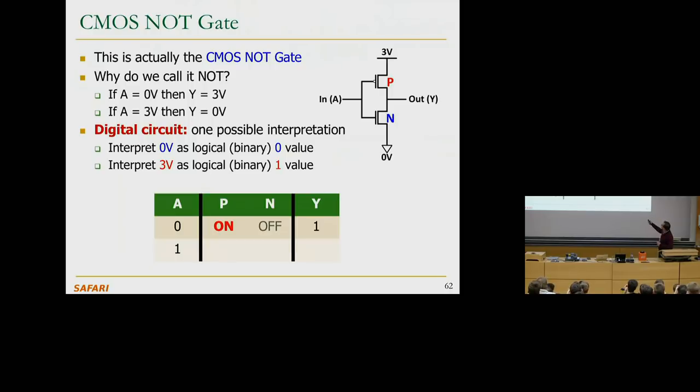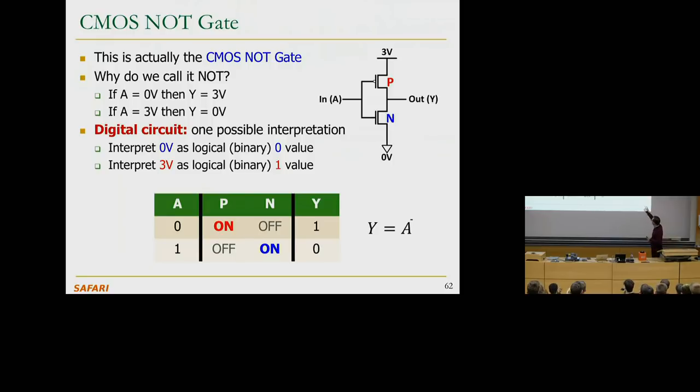If the input is 1, the output is 0. Why is it 0? Because if you actually put 1 over here, the N-type transistor turns on, and the P-type transistor turns off. As a result, the 0 value at the ground gets connected to the output. So hopefully it's clear. And this is the truth table that you have.